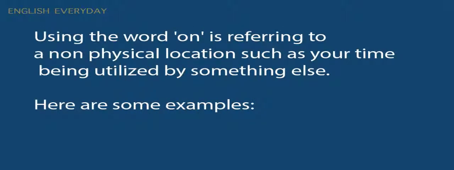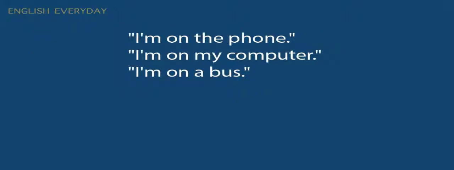Using the word on is referring to a non-physical location such as your time being utilized by something else. Here are some examples. I'm on the phone. I'm on my computer. I'm on a bus.